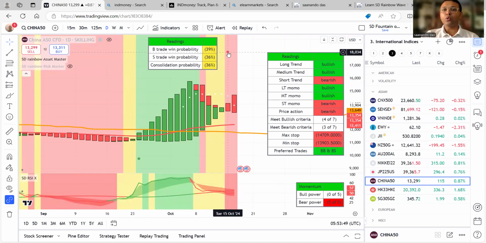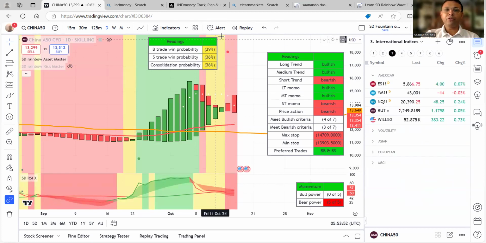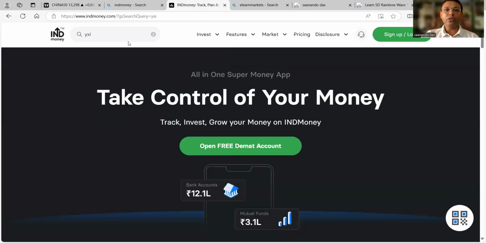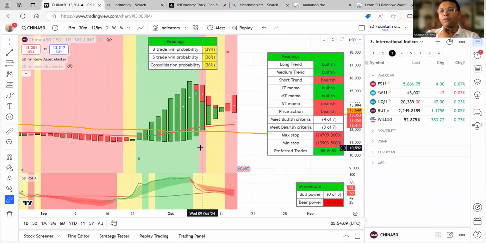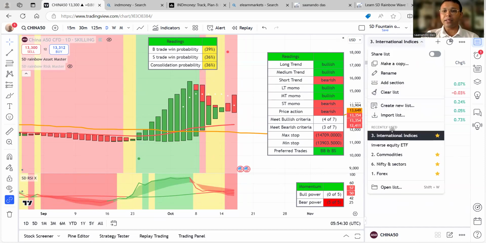Now the question comes, how do I trade it? I need a broker, and you will also need a broker. I use indmoney.com. In IND Money, I trade international assets. Now, you need a system to trade international assets or any kind of asset class. In this regard, the Fountain of Gold or the Rainbow setup creates an excellent opportunity for you, because this is a multi-asset, multi-time frame setup, it can be applied on international asset classes as well.